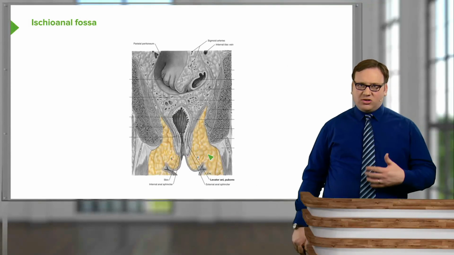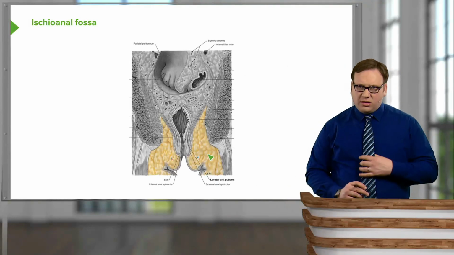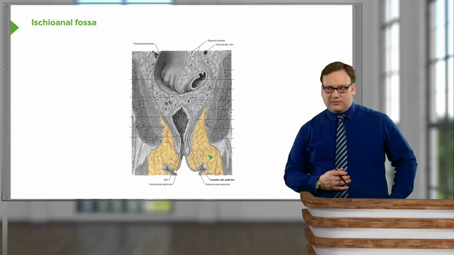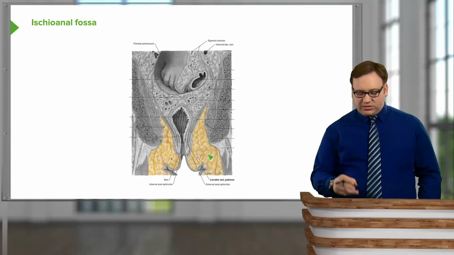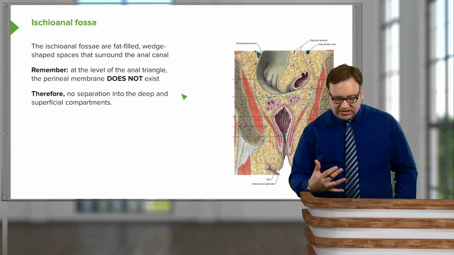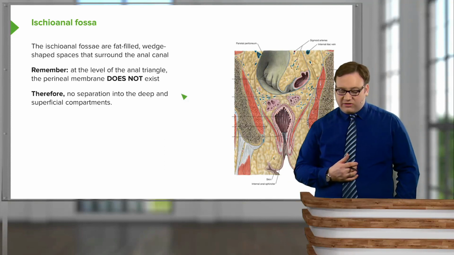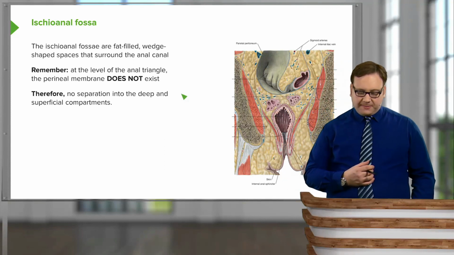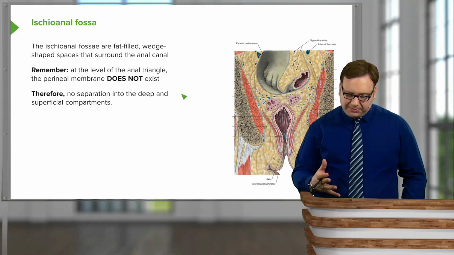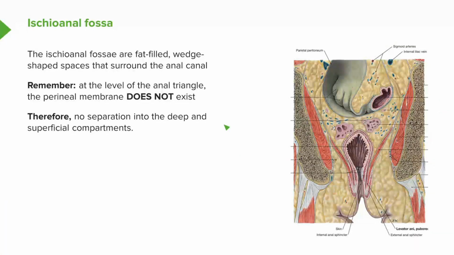What this space is called is the ischio-anal fossa. And this is a fat-filled space that sits either side of the rectum and the anal canal. It's a wedge-shaped space, which we can see again here, that is lateral to the rectum and the anal canal.